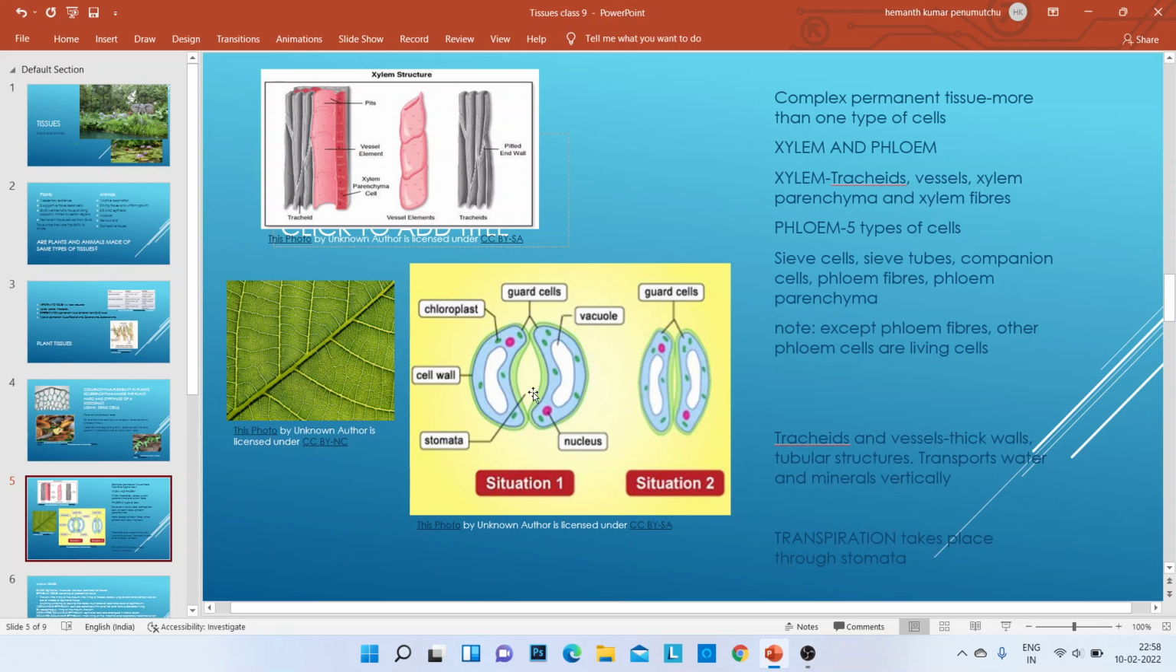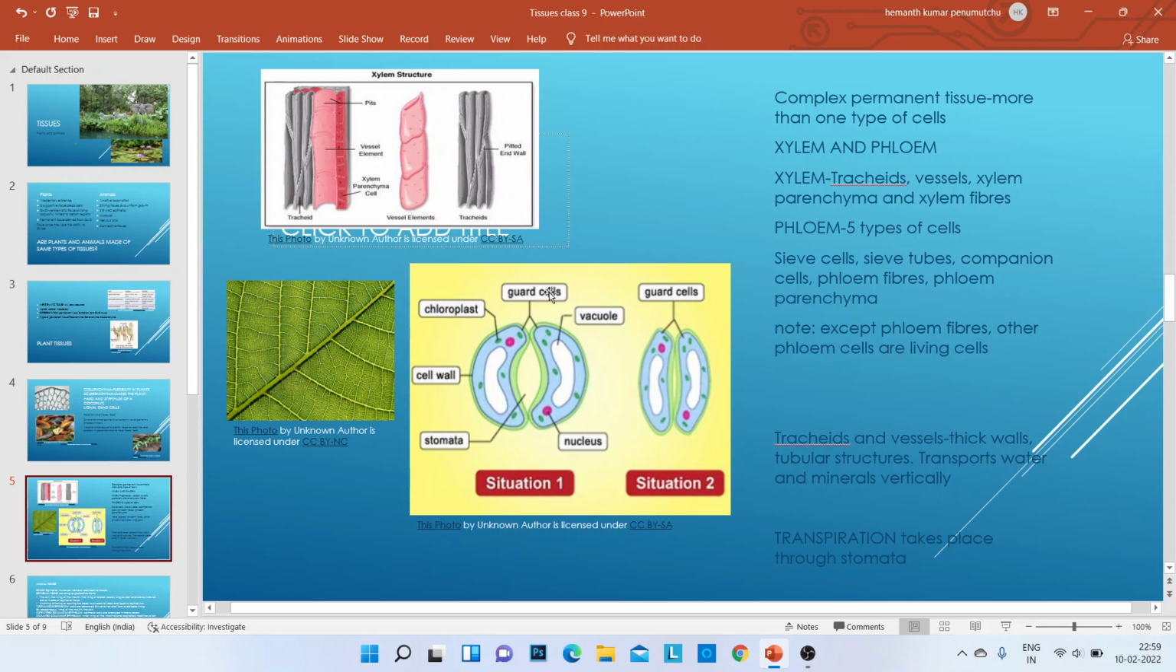This is stomata. Transpiration of water takes place through stomata. Transpiration is nothing but the movement of water vapor from leaves to the atmosphere. Transpiration takes place through these stomata. Here this is one guard cell and another guard cell. In between the guard cells we can see the stomata, the air gap. Exchange of air takes place through this stomata.